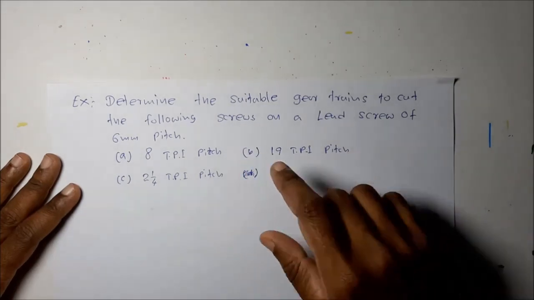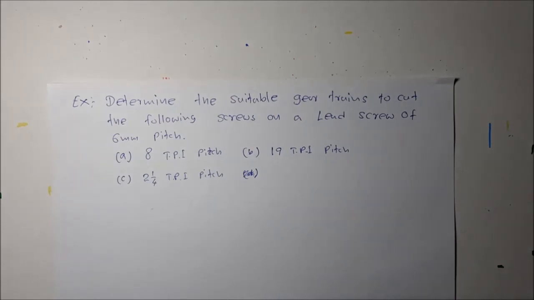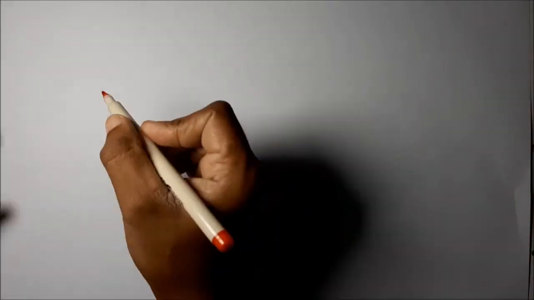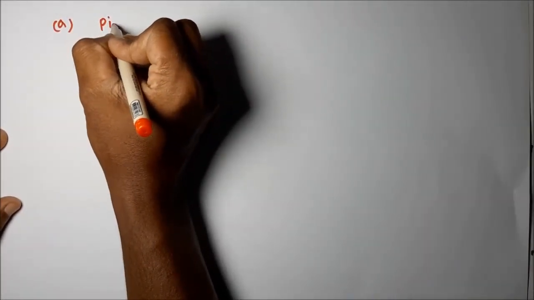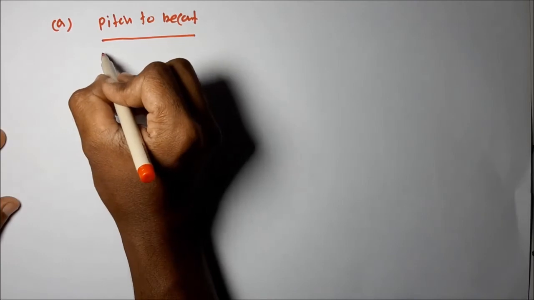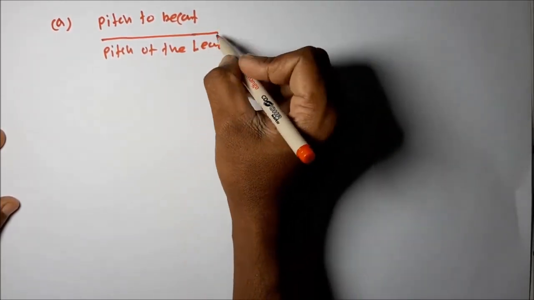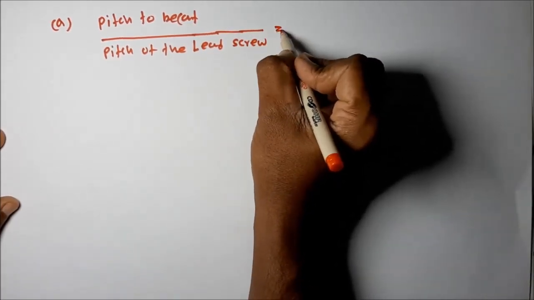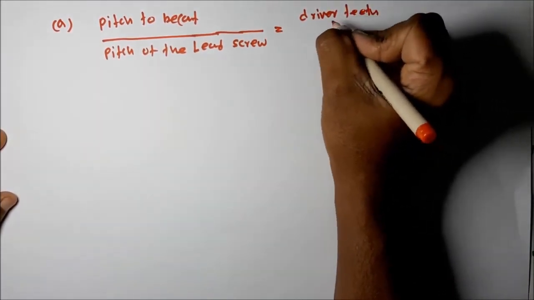Determine the suitable gear train to cut the following screws on a lead screw of 6 mm pitch. Lead screw of 6 mm pitch. Okay. What is the pitch to be cut? A. What is the pitch to be cut? Pitch to be cut divided by the pitch of the lead screw is equal to driver teeth divided by driven teeth.